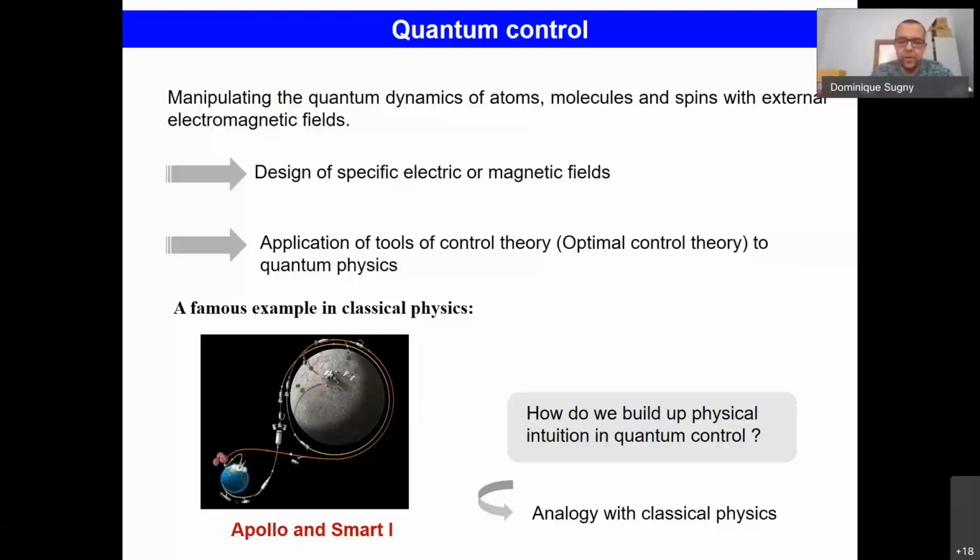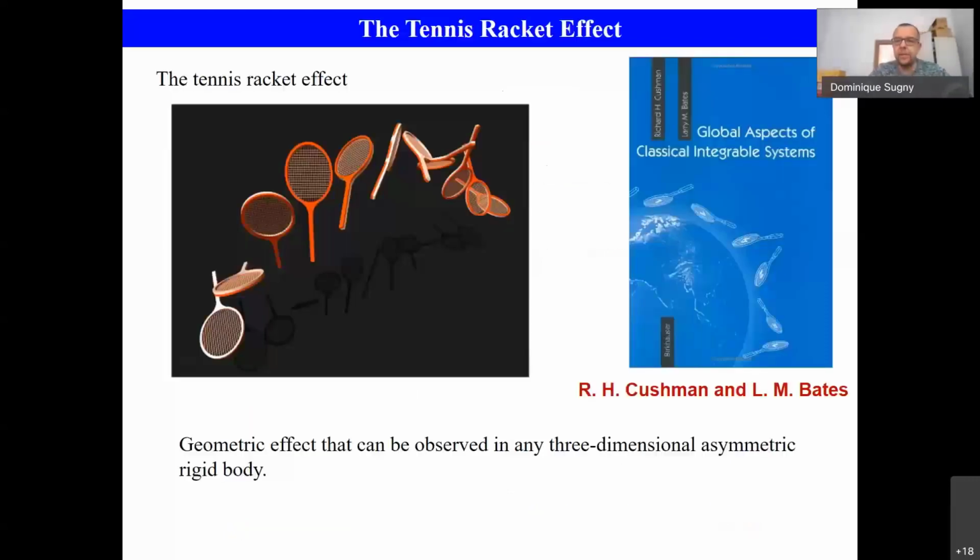Okay, so it was a very general introduction, and now I'm going to enter into the details about the classical effect. I'm going to describe and study today the tennis racket effect. It's a very well-known geometric phenomenon that we can observe in the free rotation of a classical rigid body. And it can be observed in any three-dimensional asymmetric rigid body.